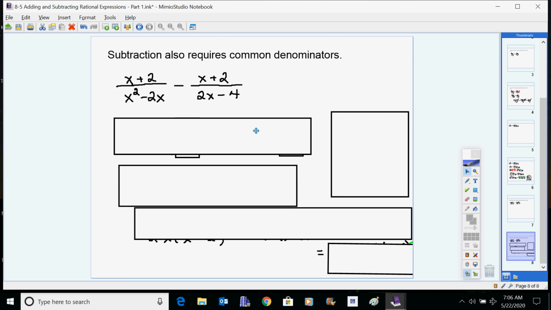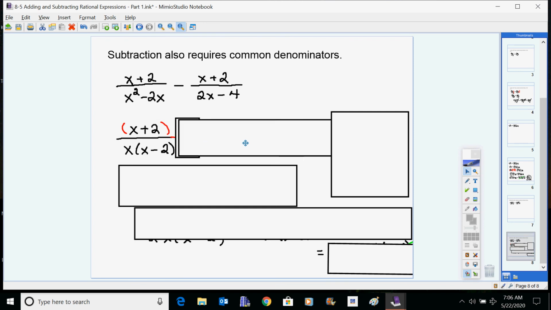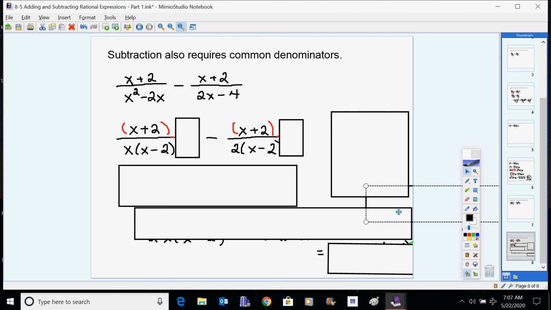Anything that can be factored should be factored at the beginning, whether it's numerators or, well, not numerators, denominators. Any denominator that can be factored should be factored so you can find a common one. So here you have a GCF of x. Let's factor that out. Notice that I'm already starting to think of the x plus 2 as a group, because that might be helpful to us. 2x minus 4, that can be factored. There's a common factor of 2 in there. So 2 times x minus 2.